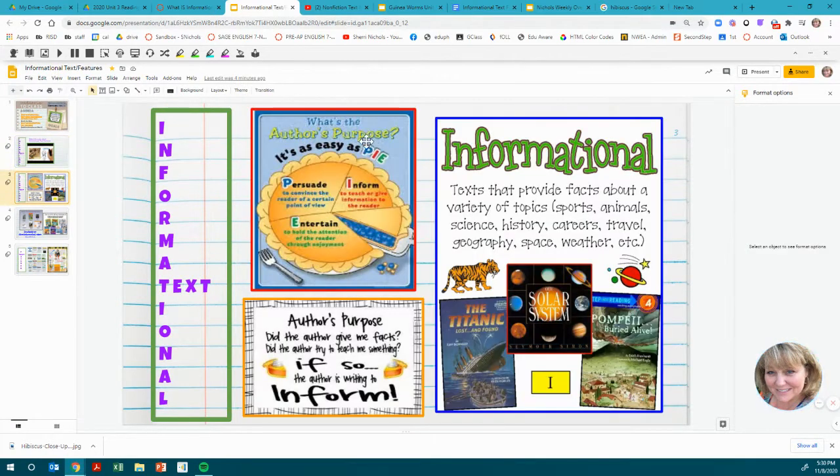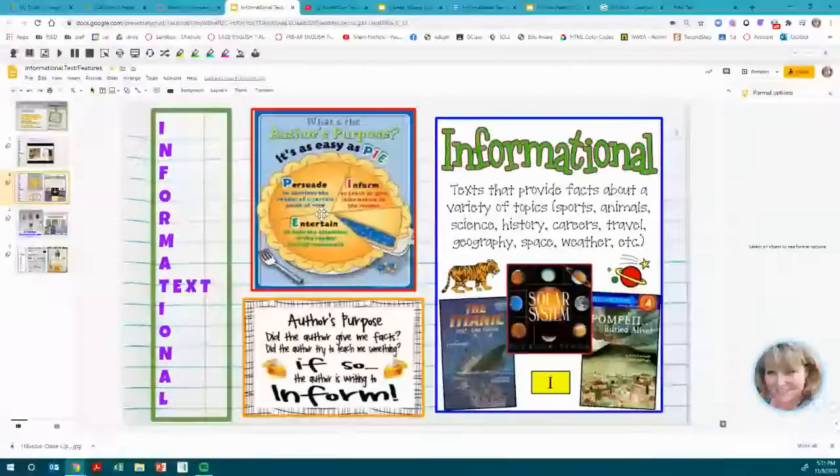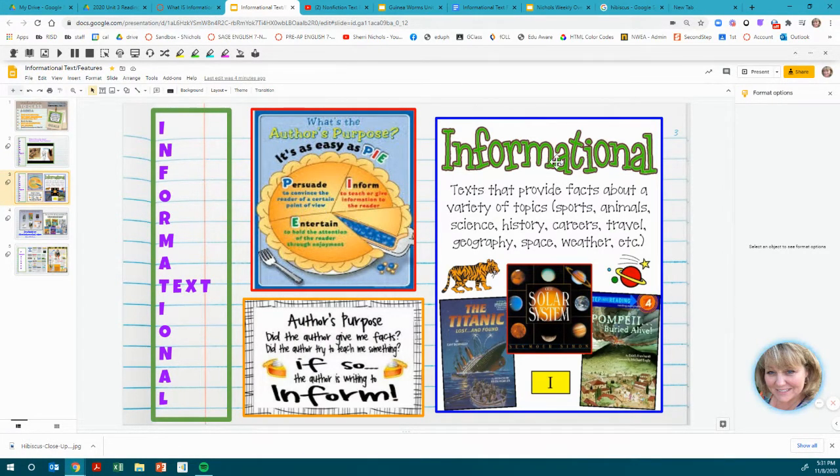on your own. Also, when we look at informational text features, we know that informational texts provide facts about a variety of topics, such as sports, animals, science, history, careers, travel, geography, space, weather, etc. Now, we get informational text because when we look at author's purpose, we've looked at that several times this year. And when the author's purpose is to inform, that is the kind of text we're looking at.